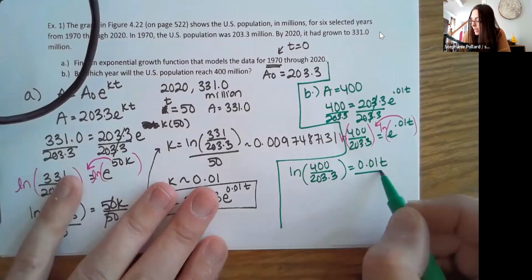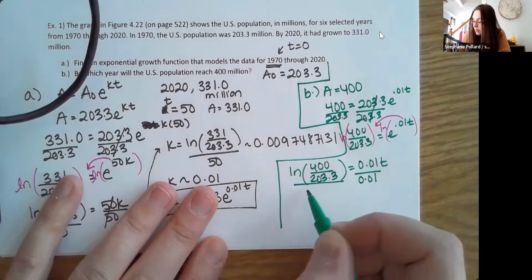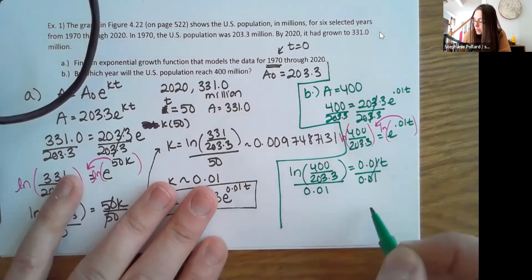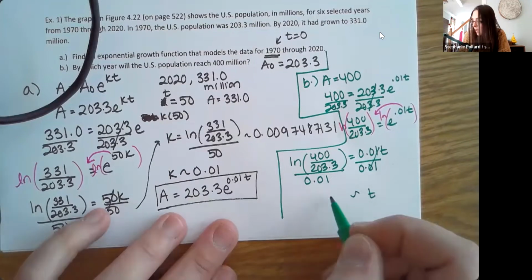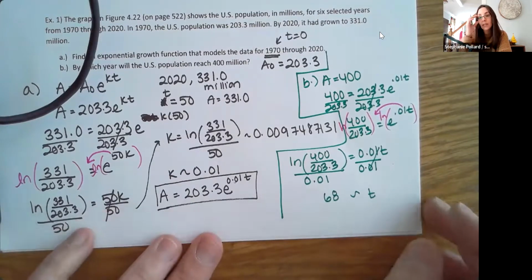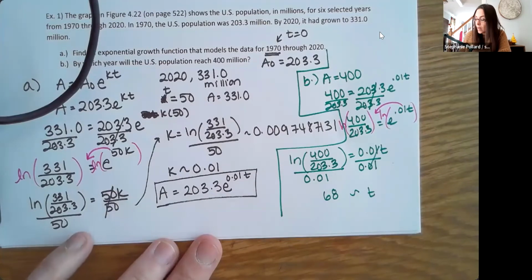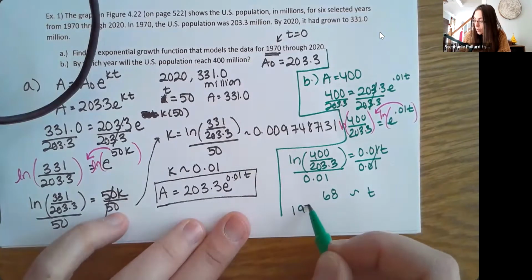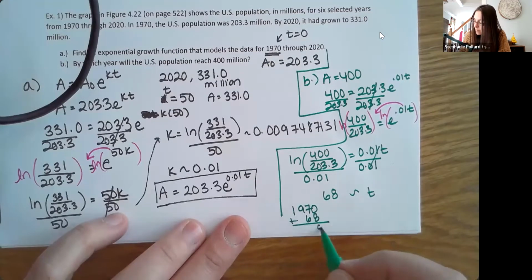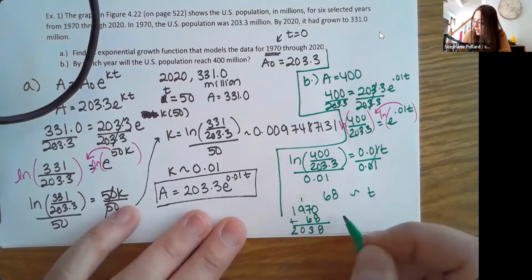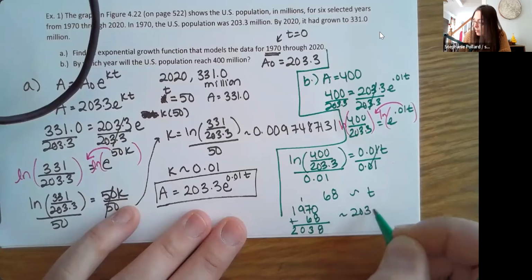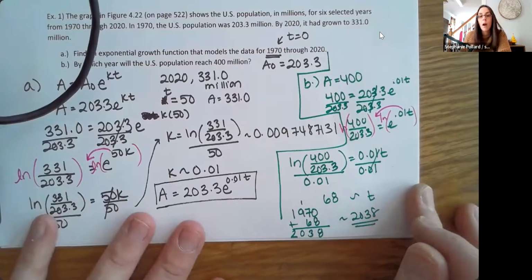Final step is to divide both sides by 0.01. And I'll let you guys try this part at home, but if you round to the nearest year, you get about 68 years. Now remember that our starting year was 1970. So you want to take that 1970 and add 68 to it. So we're estimating that around the year 2038, the population would be 400 million.